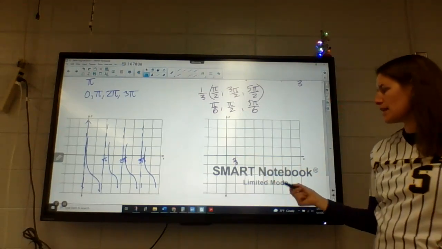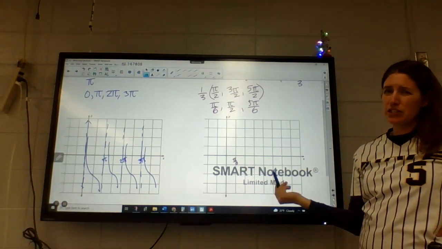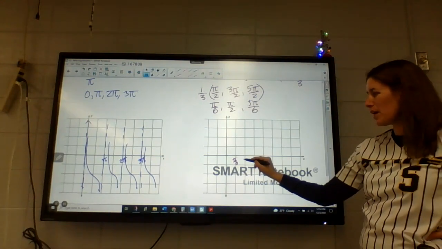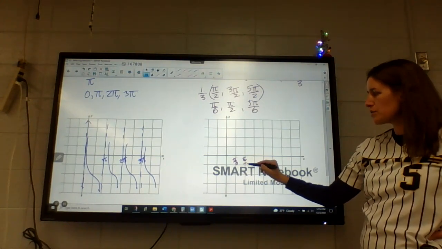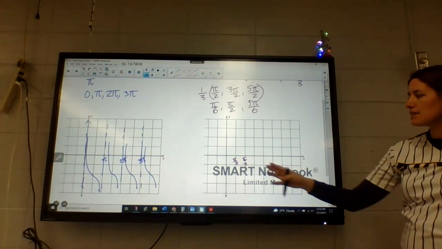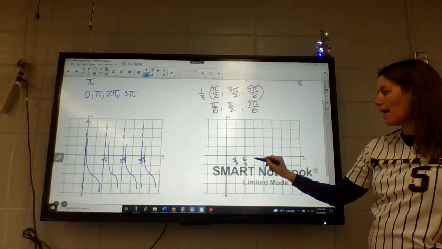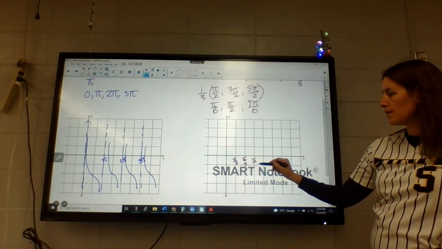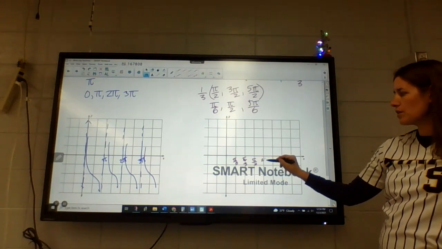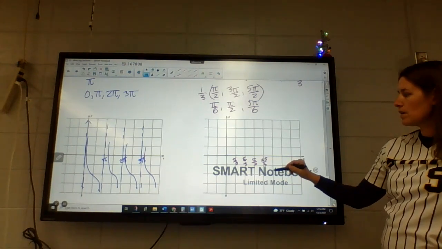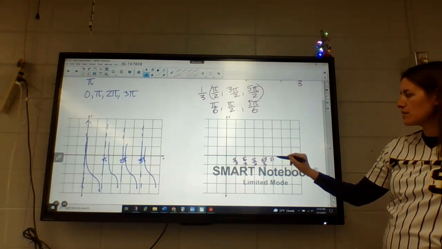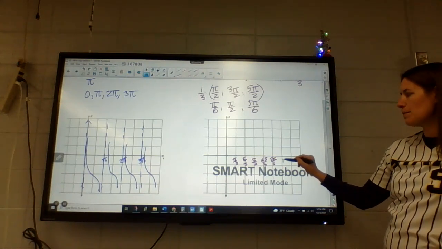Now the first is 1 sixth. Then it goes 2 sixths, which is technically a third, if you want to write it that way. If you want to call it 2 sixths, I don't really care. Then it's 3 sixths, which is really a half. 4 sixths is really 2/3. 5 sixths is just 5 sixths. And then 6 sixths would be pi.